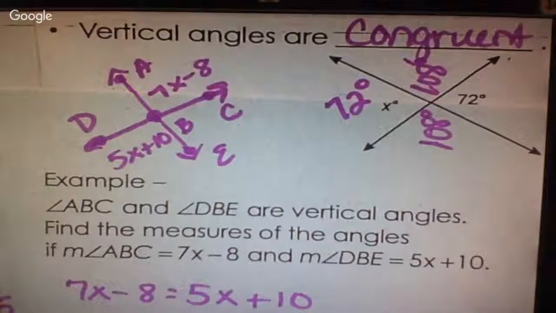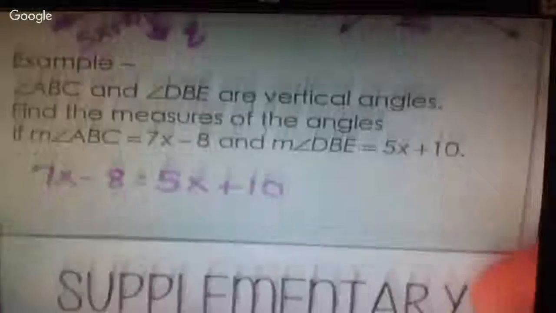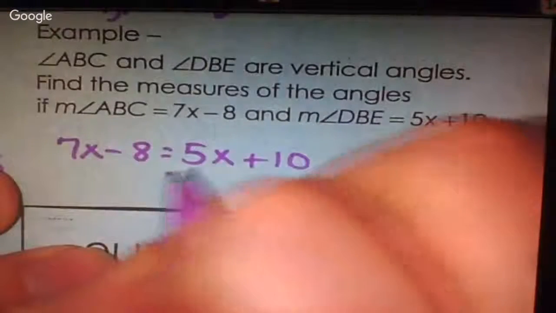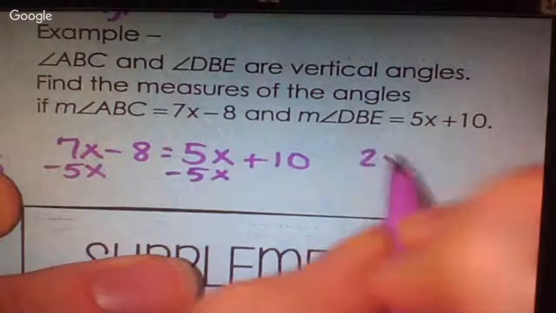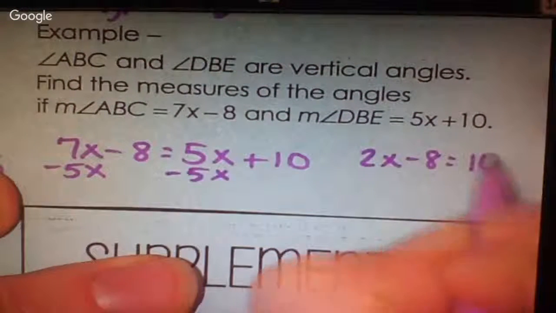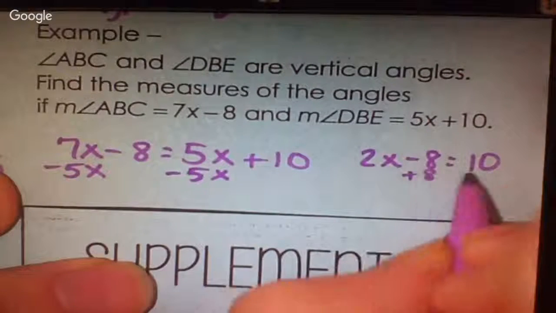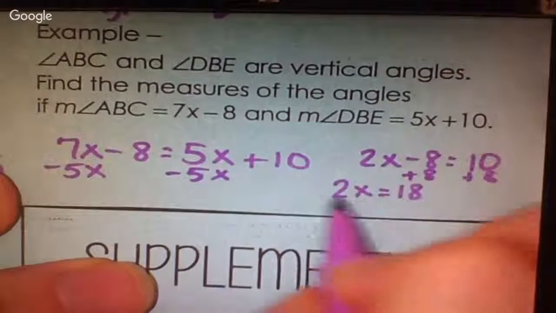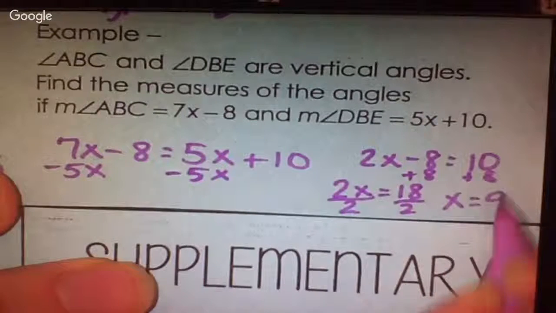So because these are across that V, they're vertical angles, which means they are congruent. So we set them equal to each other. Now I need to subtract 5x from both sides. You get 2x minus 8 equals 10. Add your 8 to both sides. 2x is 18. And divide by 2. So x is 9.